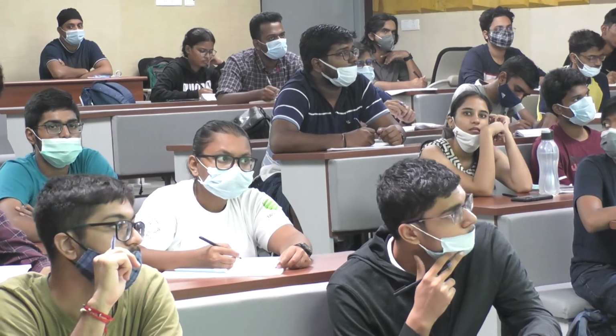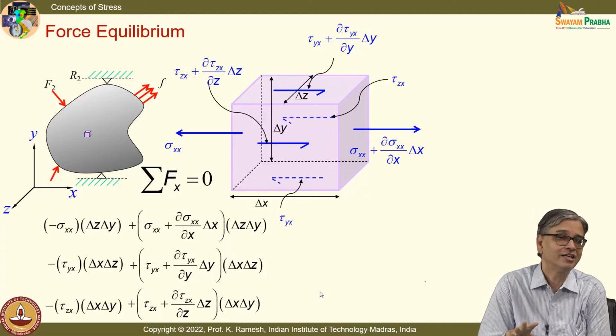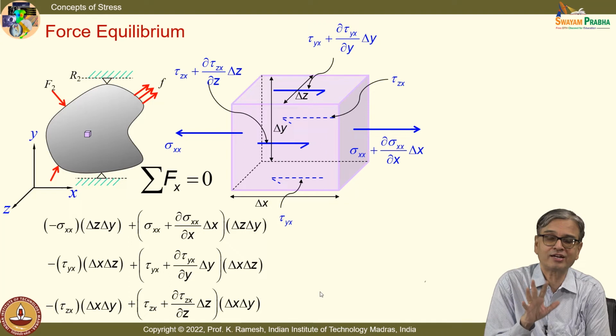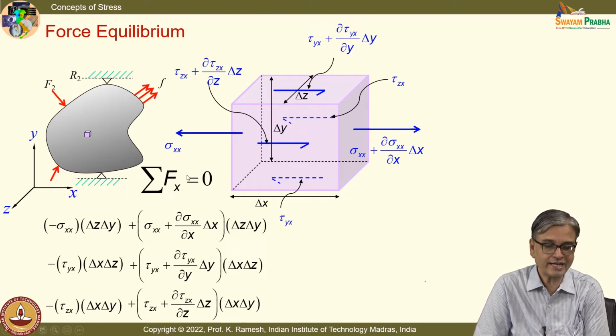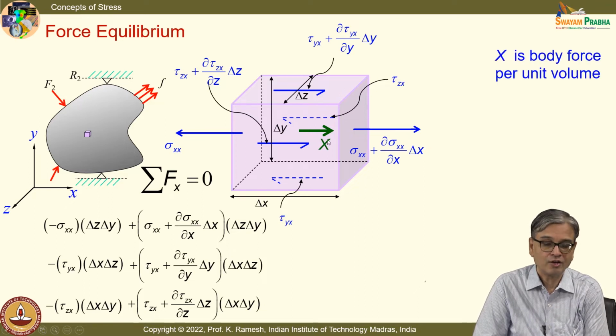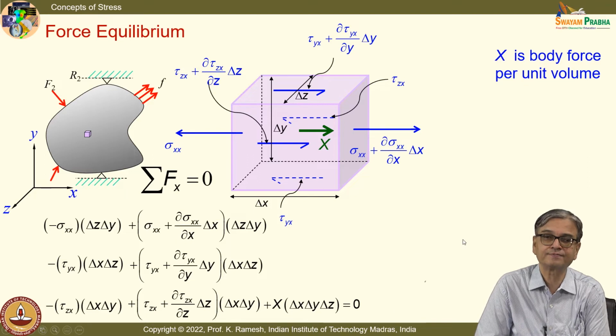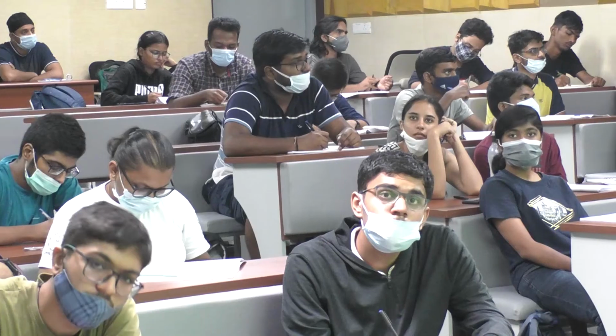Body force, we have not written it down, because I said initially, in order to make the diagram simple, we will not confuse with more of this. So we have to take care of the body force. Let the body force be written as capital X. This acts on the volume element. So I will have to multiply it by the volume, that is delta x delta y delta z, equal to 0. Can you simplify this? Please simplify and verify what I have on my screen.